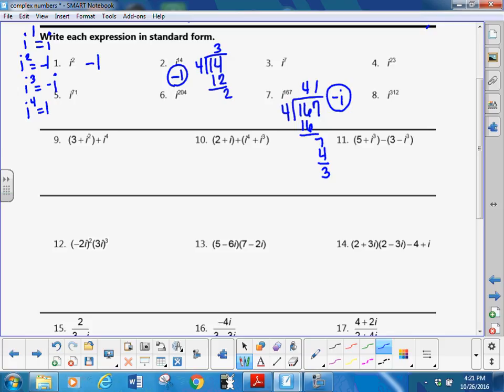Number 8, let's look at 8 also. i to the 312th power, you divide 312 by 4. Remember, we're just looking at the remainder. Worth of 8 times, you've got a remainder of 0. If you get a remainder of 0, you're going to look at this part of your pattern, i to the 4th. So it is the number 1.